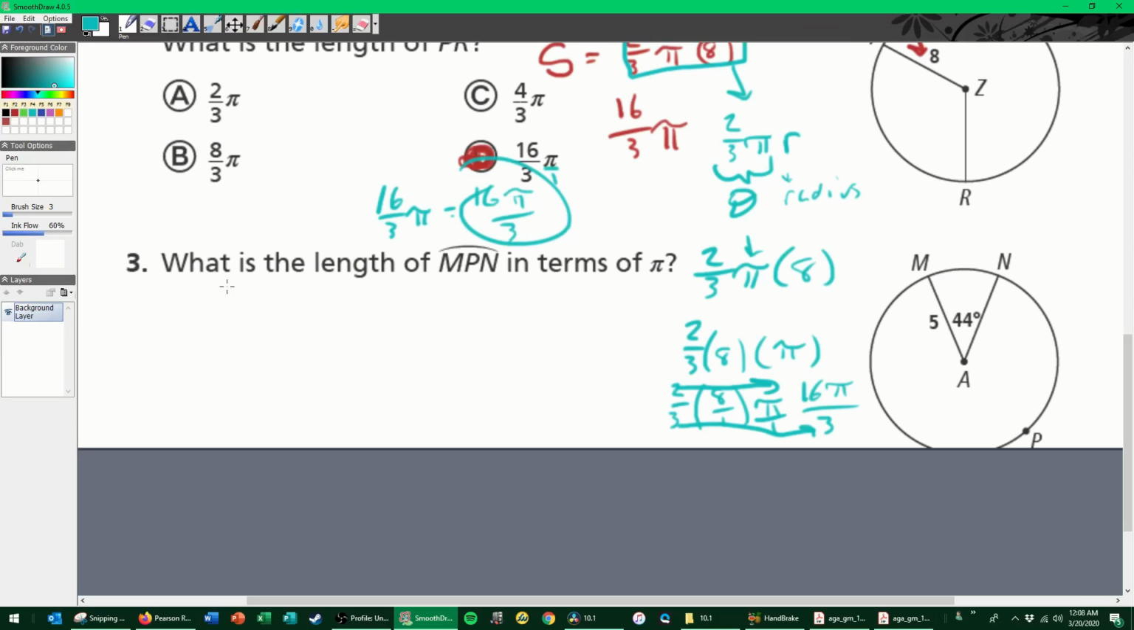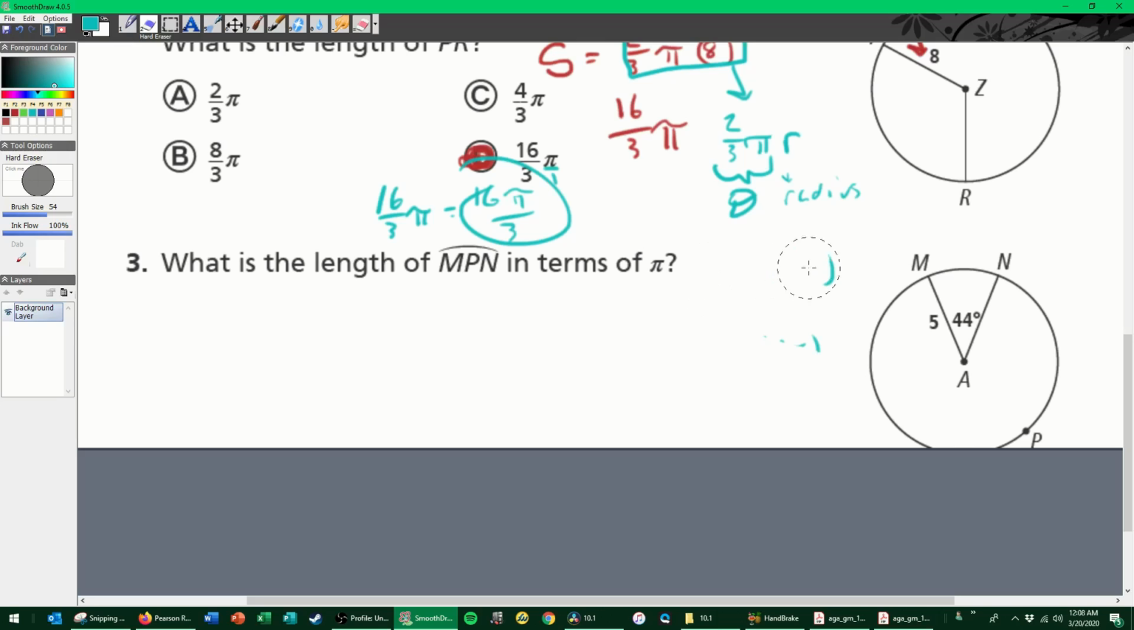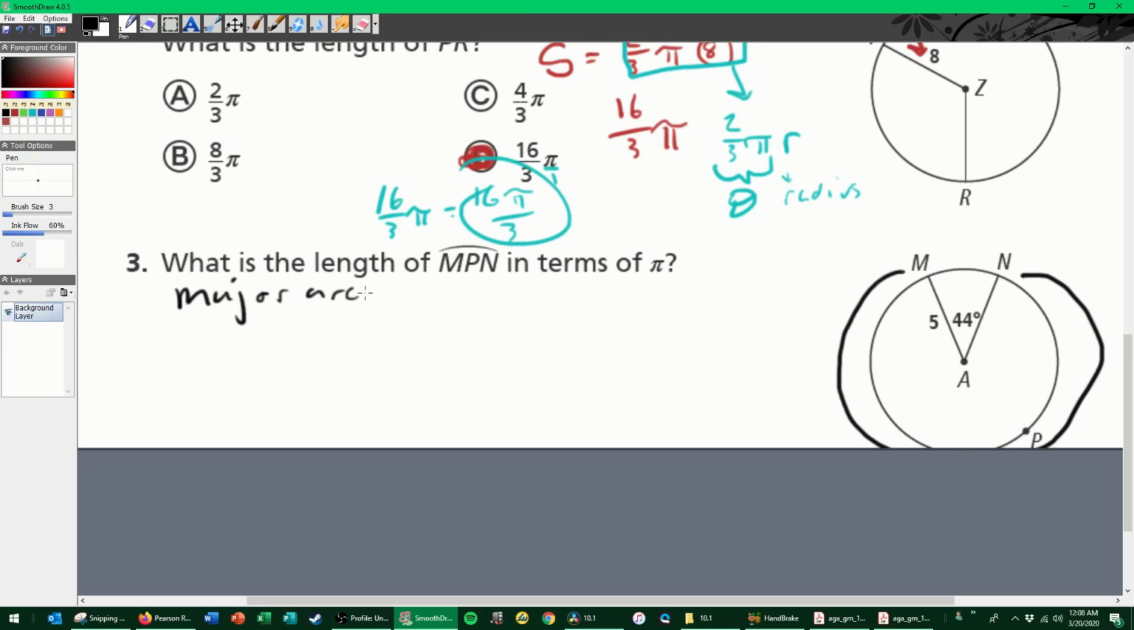Now let's look at number 3. I'm going to go ahead and erase this stuff just for room's sake. What is the length of arc MPN? So now we've got this. We're starting at M, and we have to go to P and then to N. So that's definitely a major arc, because it is more than half of that circle. It's greater than a semicircle.